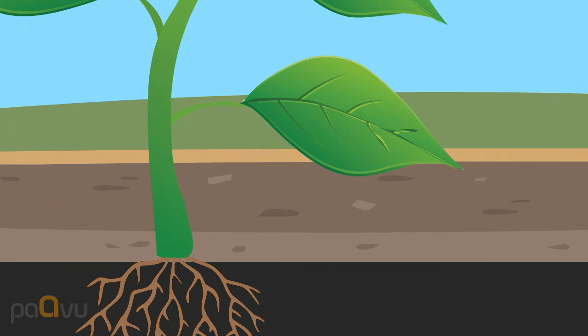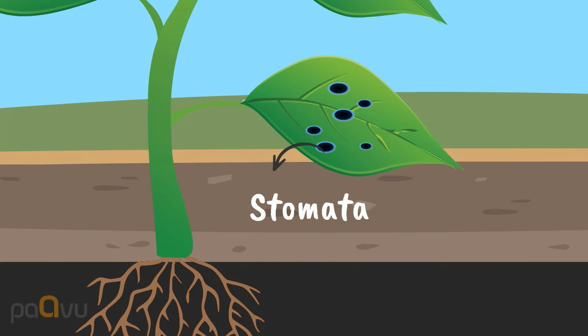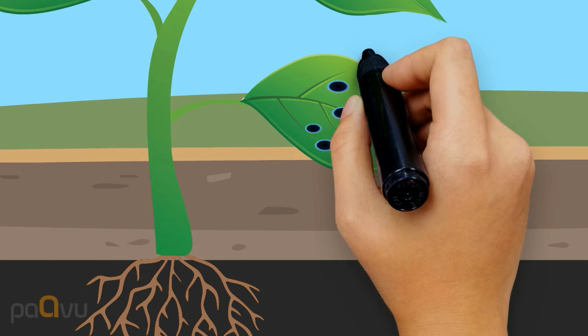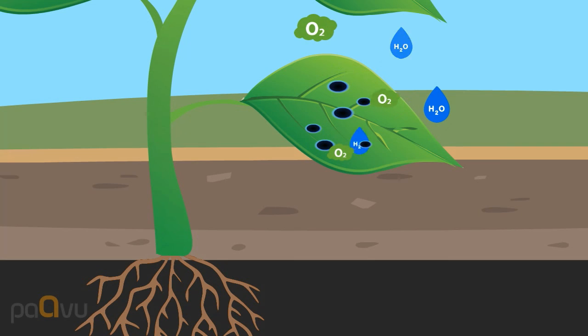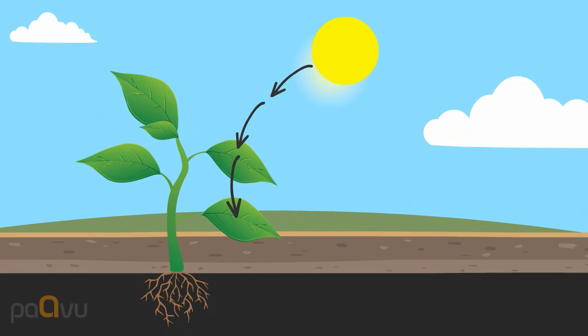The leaves also have very small openings called stomata, which are not visible to the naked eye. Stomata absorb carbon dioxide from the air and release water and oxygen. This is where the gas exchange in plants takes place. Also note that leaves are thin for carbon dioxide to take a short distance to diffuse in the leaf cells. And their large surface area helps them absorb more sunlight.